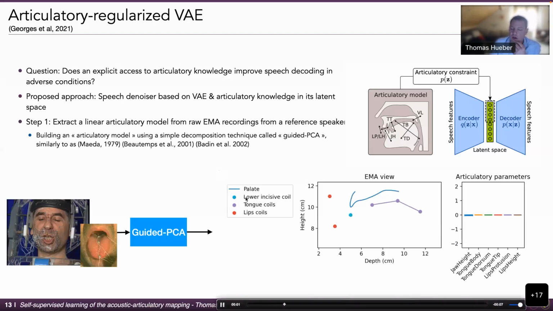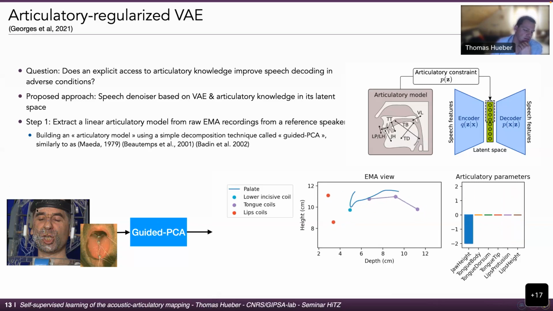So how did we do that? First, we built what we call an articulatory model. This is completely independent from the VAE. This is something that we have to do first. We start from a data set of EMA data, so articulatory data, and we do some kind of statistical analysis of this articulatory data by doing what we call a guided PCA.